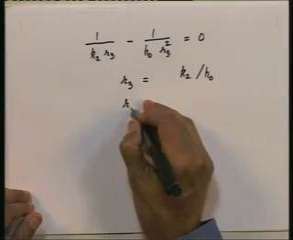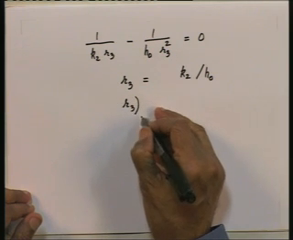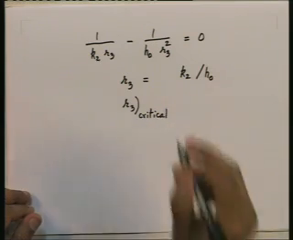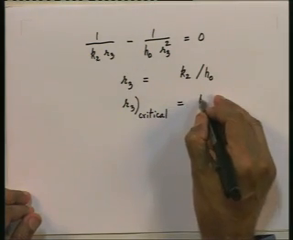Okay. We will call this value of R3 the critical radius of insulation. So, we will denote it as R3 critical. This is the critical radius of insulation.